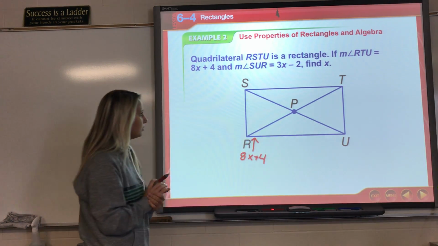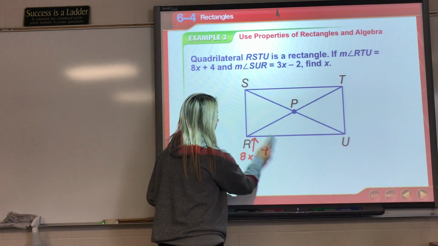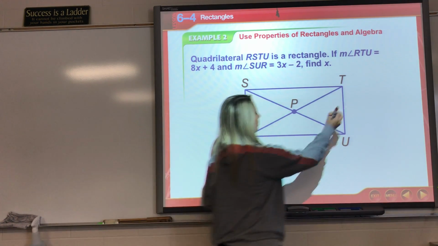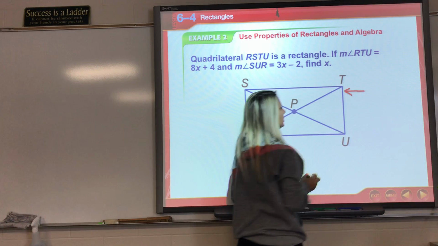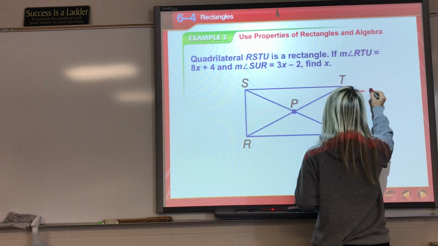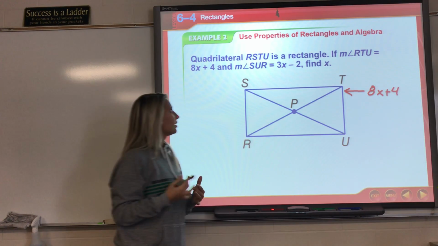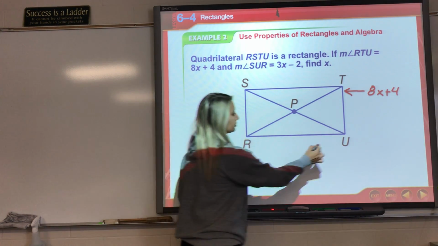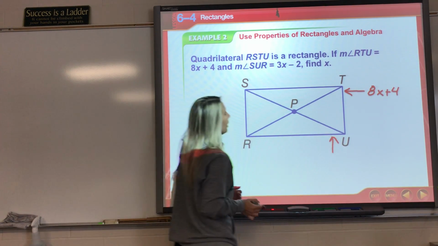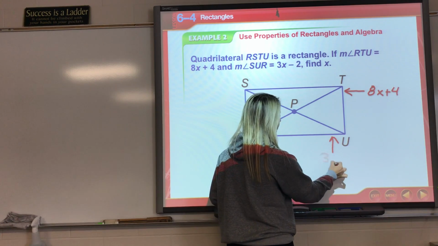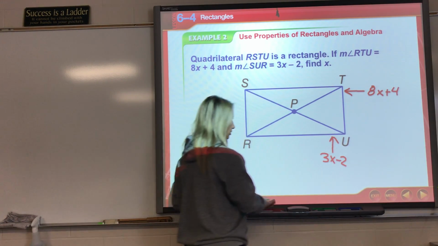RTU is right there. That's our 8x plus 4. And then it also gives us SUR, which is right here, and they tell us that that's 3x minus 2.